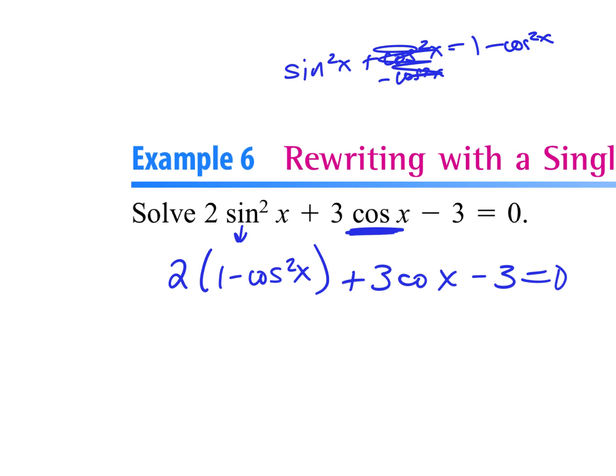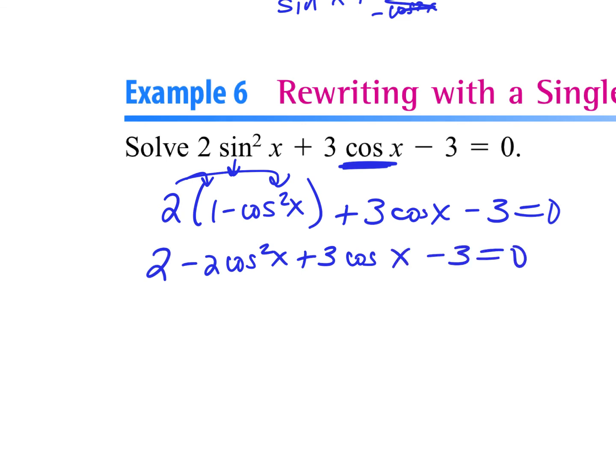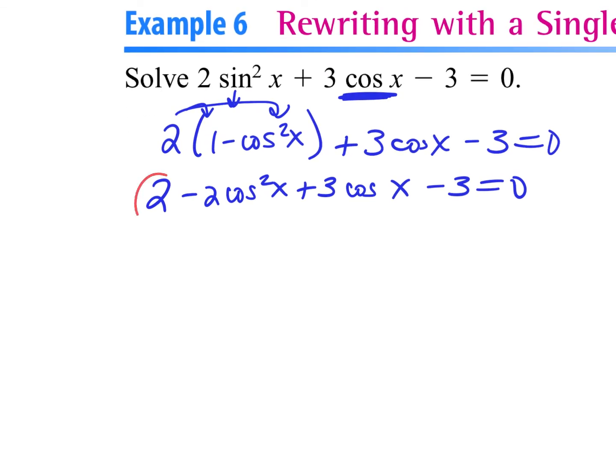Now we just go back to algebra, guys. What do I do with that 2? I'm going to distribute it in. 2 times 1 is 2, right? 2 times negative, so I have minus 2 cosine squared x plus 3 cosine x minus 3 equals 0. Do you guys see anything that you can combine? The 2 and the negative 3. So I have negative 2 times the cosine squared of x plus 3 cosine x minus 1.